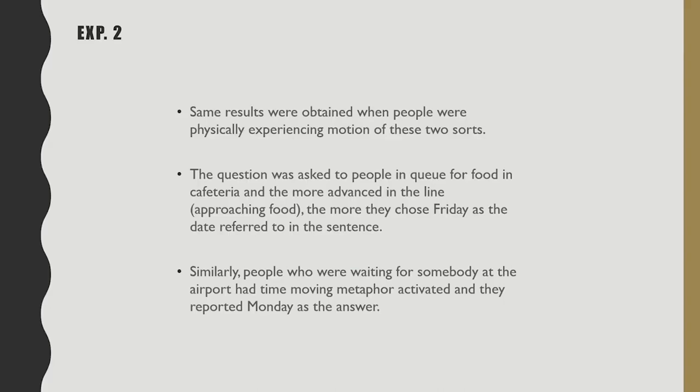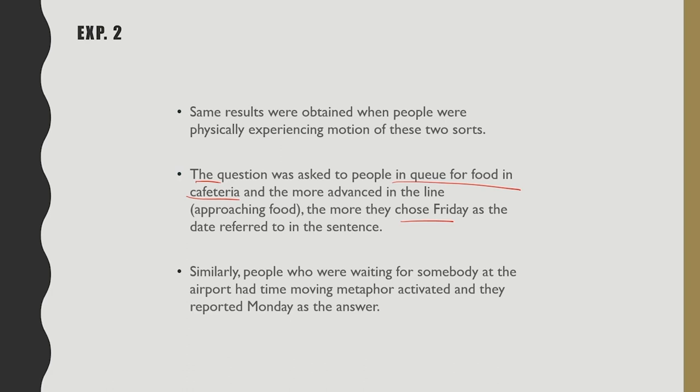Similarly, they also did another type of the same experiment. They carried out this experiment in yet another setting, where they were not asking people to imagine, but they were actually utilizing a real scenario in order to understand how time was conceptualized. The same question was asked to people in a queue for food in a cafeteria, and the more advanced in the line the people were, the more they chose Friday as the date referred to in the sentence. So, this is basically not imagining, but really happening.